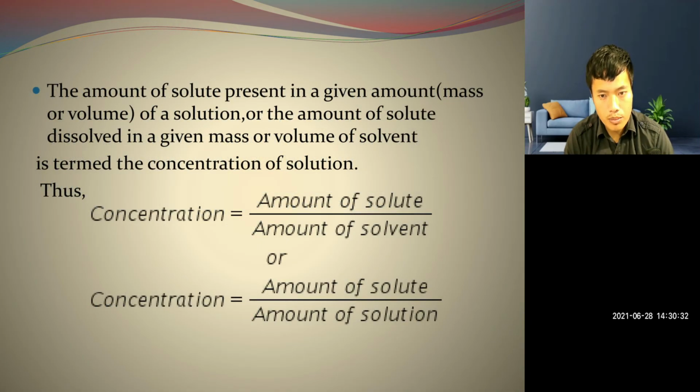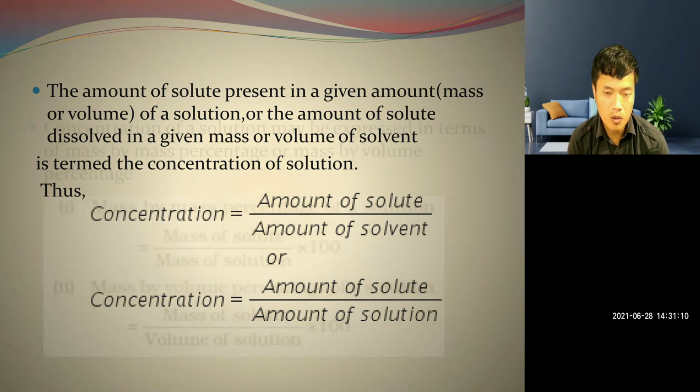The amount of solute present in a given amount, mass or volume of a solution, or the amount of solute dissolved in a given mass or volume of solvent is termed the concentration of solution. When we say the concentration of solution, it means how much solute is present in a given amount of solution. We can write the concentration of solution as concentration equals amount of solute by amount of solvent, or concentration equals amount of solute by amount of solution.